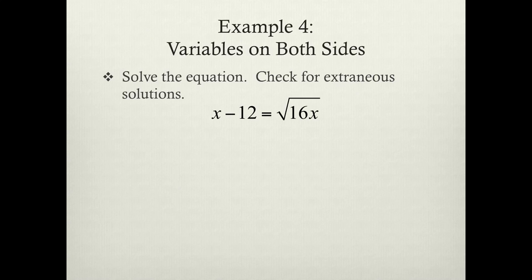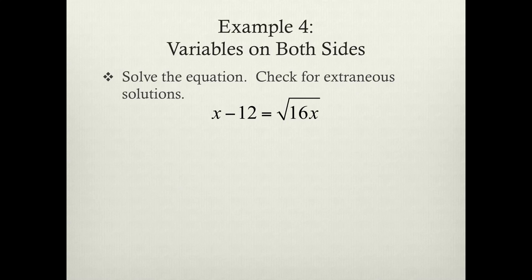Now, another place where we very often get extraneous solutions is in situations where we have variables on both sides of the equation and the equation deals with radicals or rational exponents. So here's an example like that. We have x minus 12 equal to the square root of 16x.